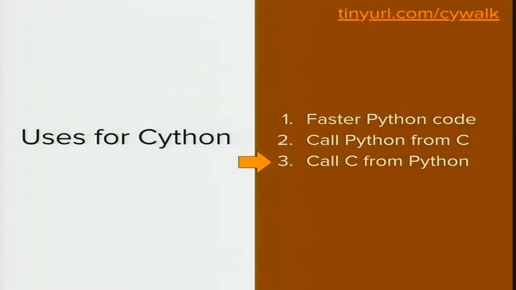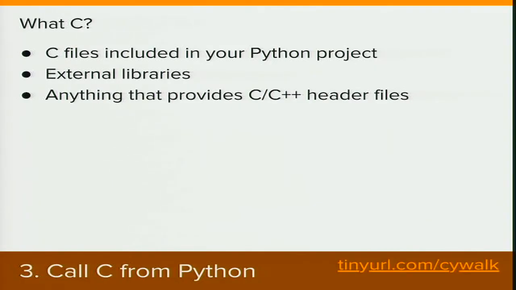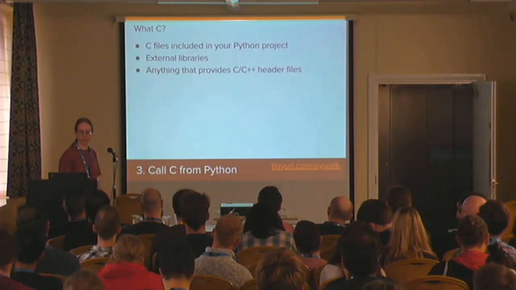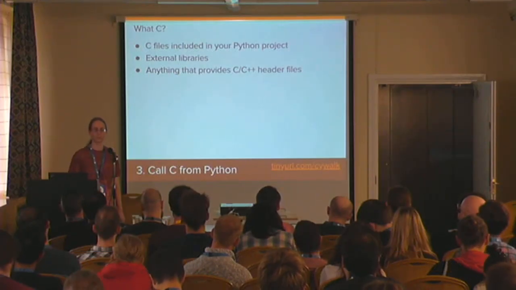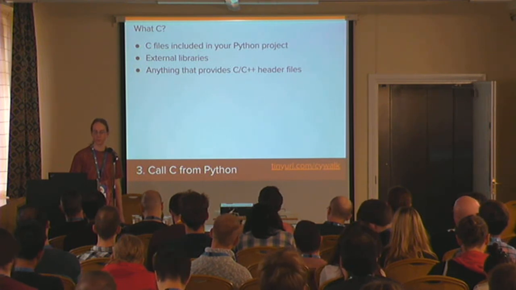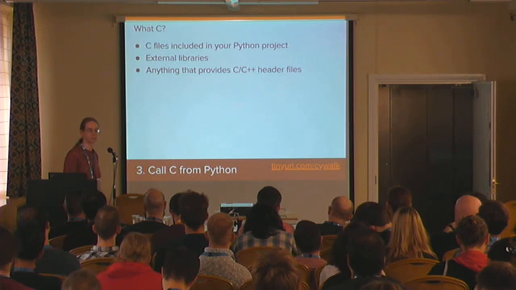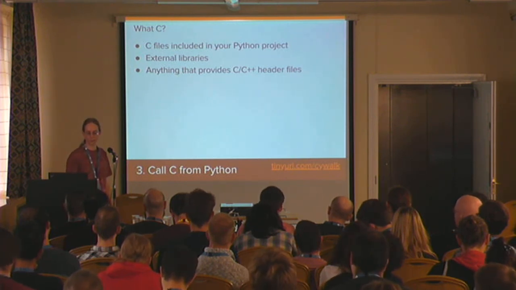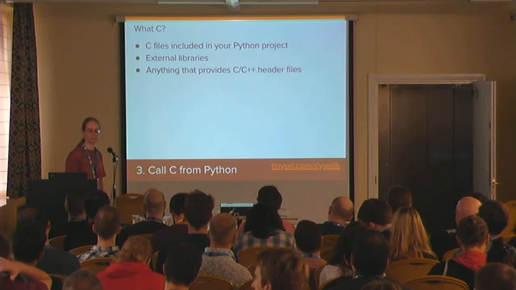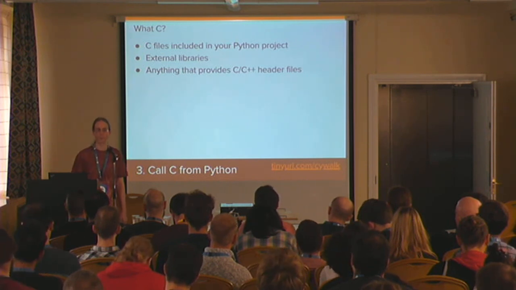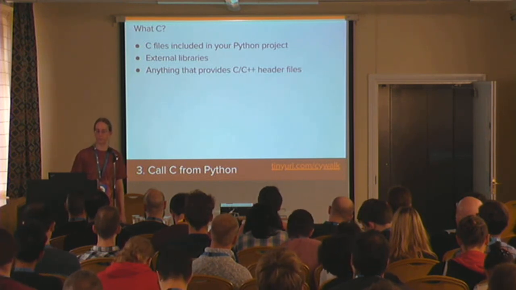So use case number 3. That's the opposite. Call C from Python. So what C can you call from Python? In short, pretty much anything you've got that's been compiled or otherwise. You can include C in your Python project, and setup.py knows how to compile those into shared objects if you want to do that. You might want to use an external library, one that you've installed from someone else that provides header files. In fact, you can use anything that uses C or C++ header files.